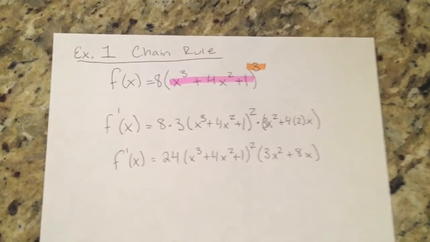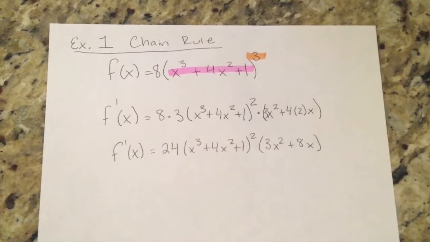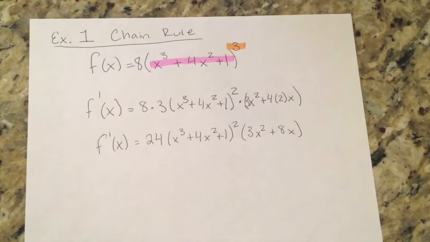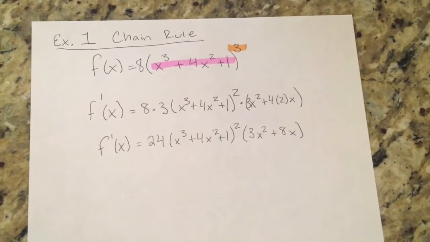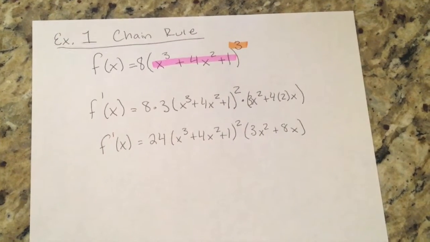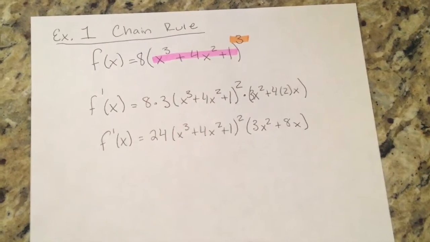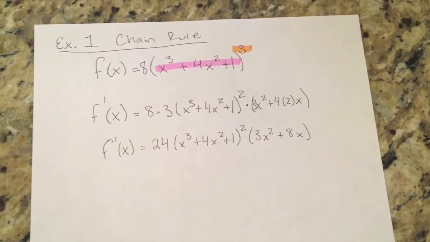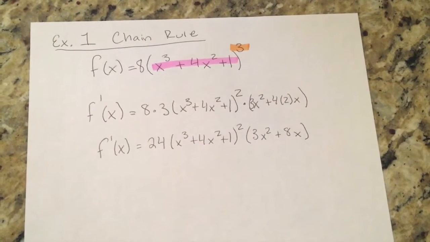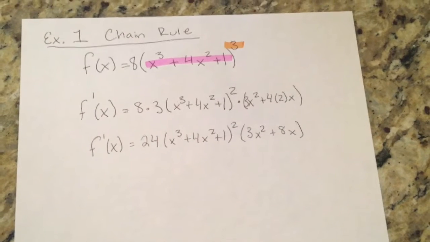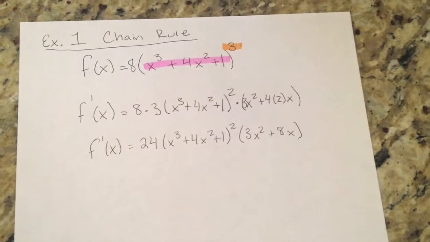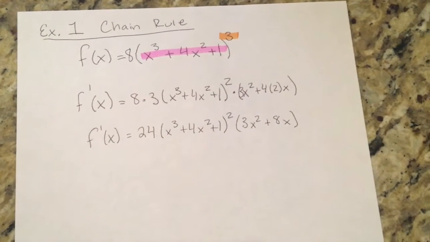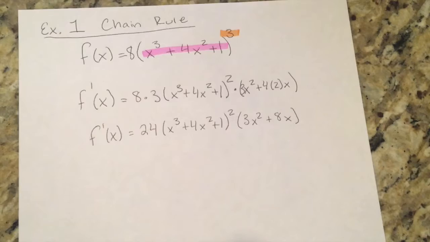So when we do the derivative, we always want to do the outside derivative first, multiplied by the inside. So for f of x, that means the derivative will be 8 times 3 times quantity x cubed plus 4x squared plus 1 squared, multiplied by the derivative of the inside, which is 3x squared plus 4 times 2x. And that all is going to simplify down into 24 times quantity x cubed plus 4x squared plus 1 all squared, multiplied by 3x squared plus 8x.